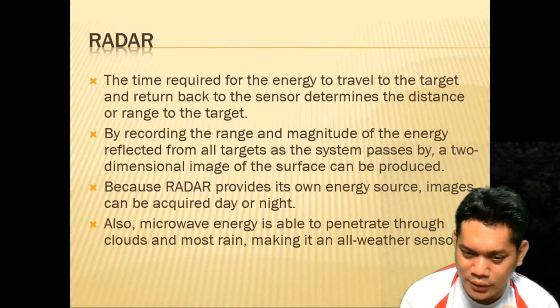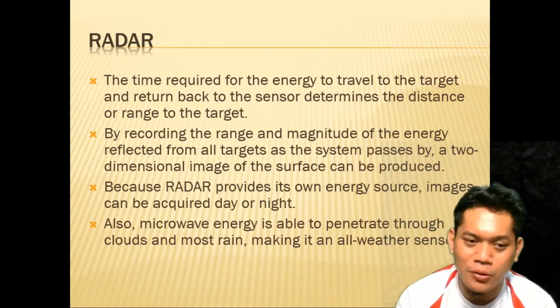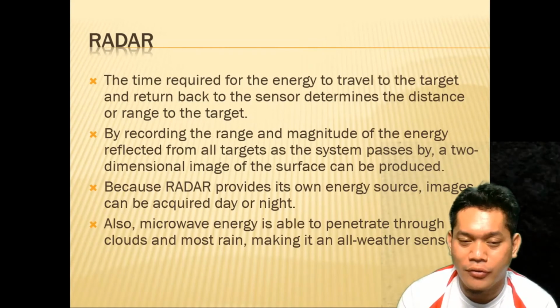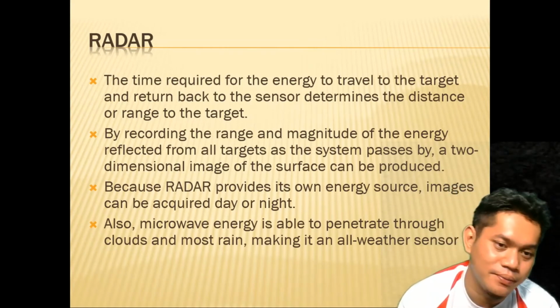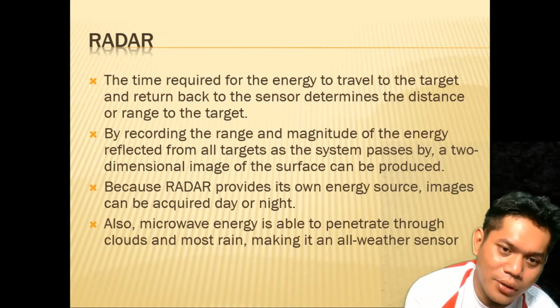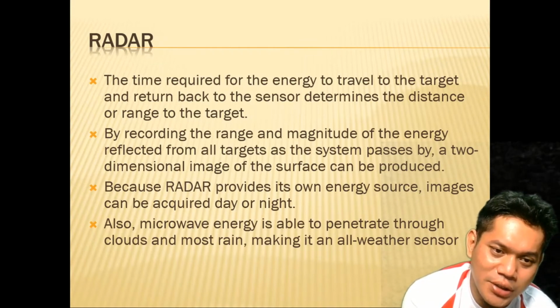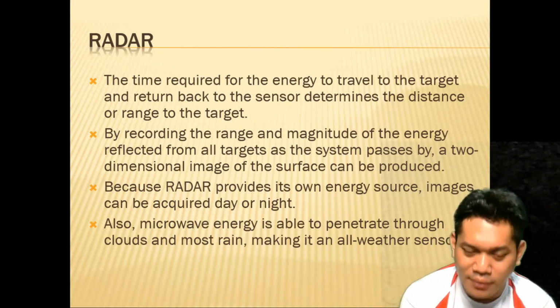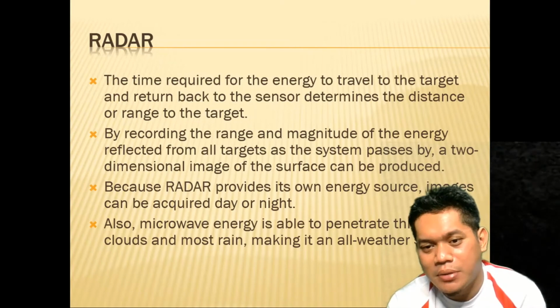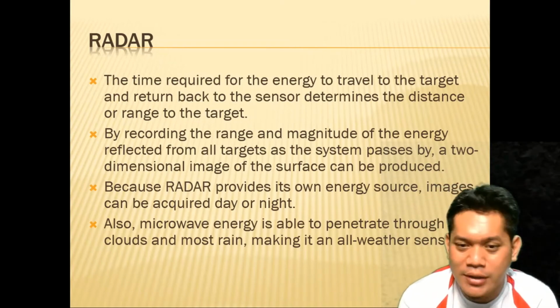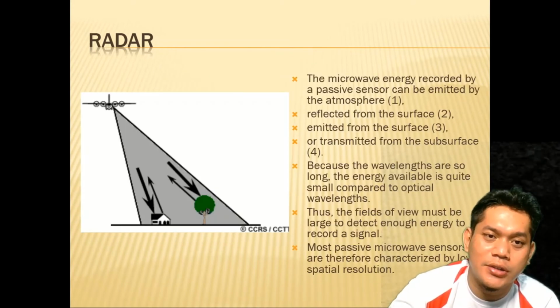It's not like the multispectral, which forms one kind of image. Radar is different. Also, because radar provides its own energy source, images can be acquired day or night, and microwave energy is able to penetrate through cloud, mist, and rain, making it an all-weather sensor.